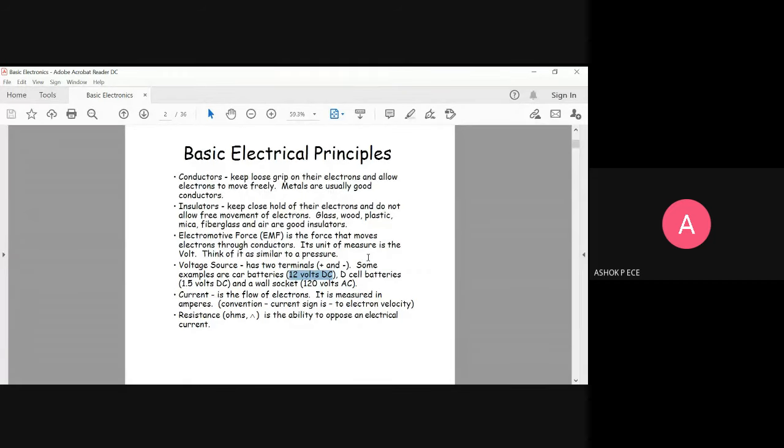And the battery which you use for your clock, everybody has a wall clock in your house, right? And that needs some battery for functioning. That battery is also DC. It is going to provide 1.5 volt DC. Okay, so those are the examples for DC voltage source.